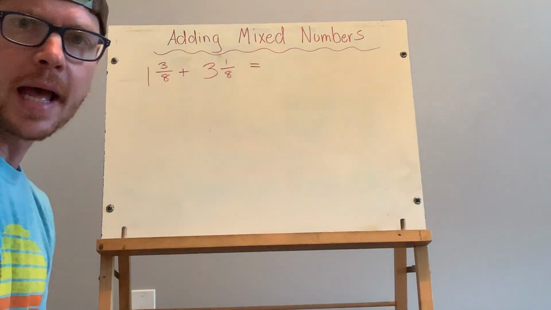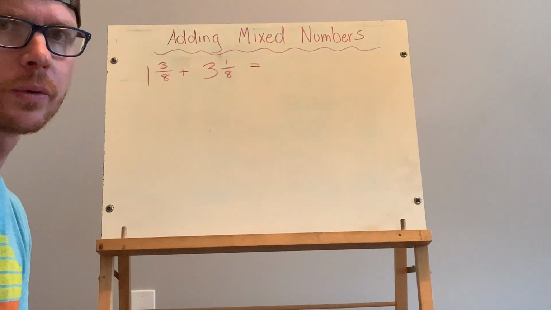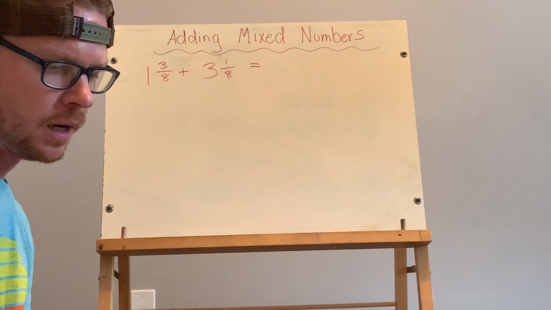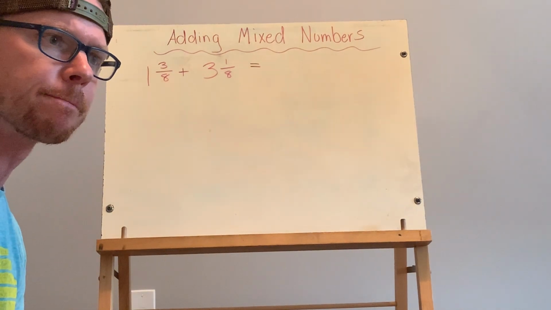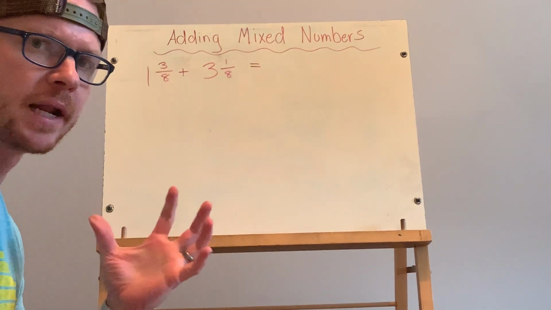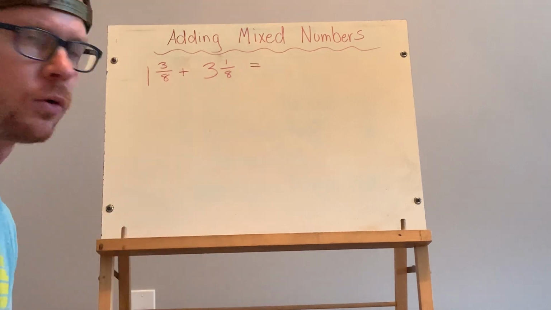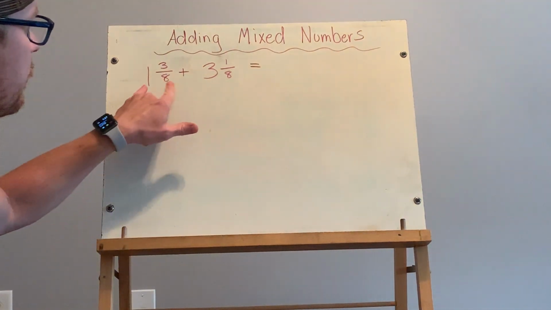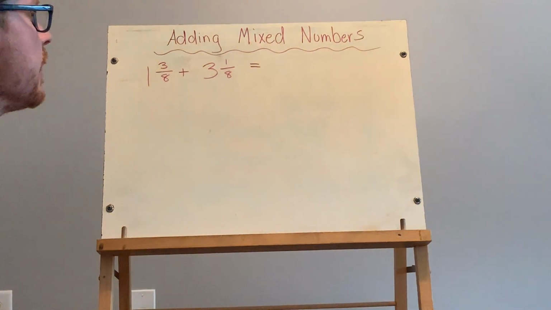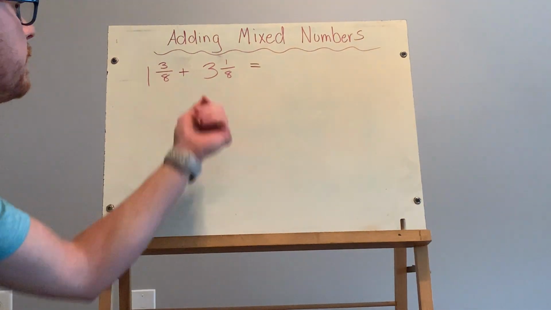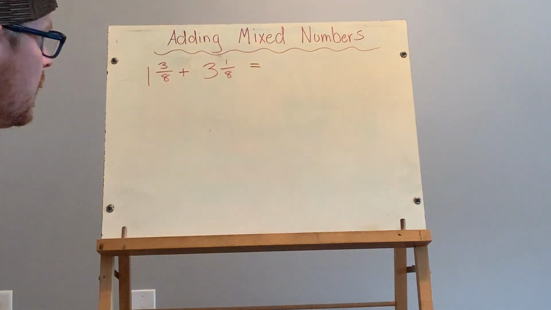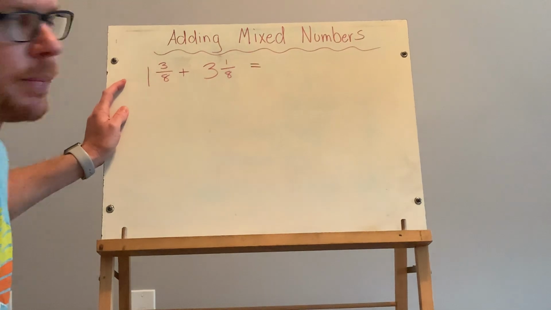We're going to take a look at adding mixed numbers. If we remember from last week, a mixed number is when you have a whole number and a fraction, so it's greater than a whole number. So I have the mixed numbers 1 and 3/8 and 3 and 1/8, and we just want to simply add them together.